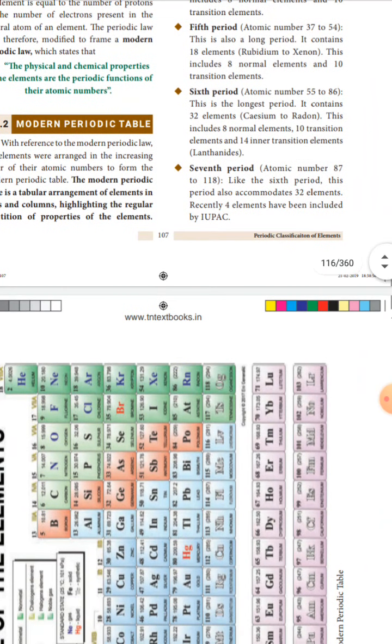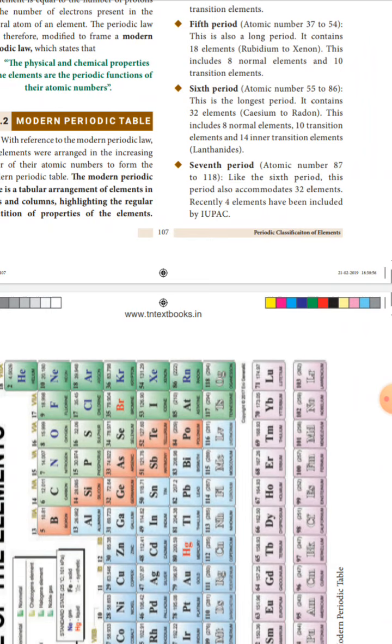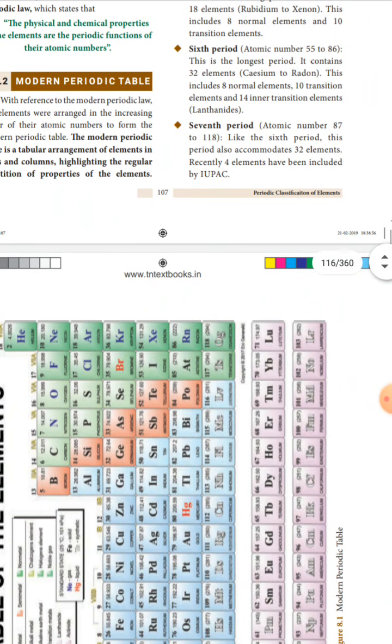The sixth period, atomic number from 55 to 86, is the longest period because it contains 32 elements from cesium to radon. In these 32 elements, there are 8 normal elements, 10 transition elements and 14 inner transition elements. The last period, the 7th period, has atomic number 87 to 118, and new elements are going to be included in it after authentication by IUPAC.